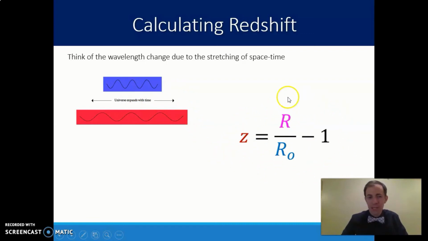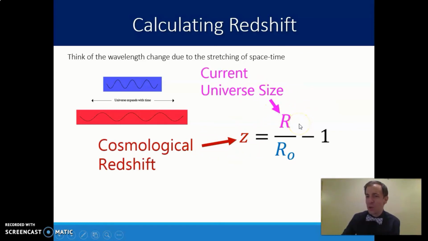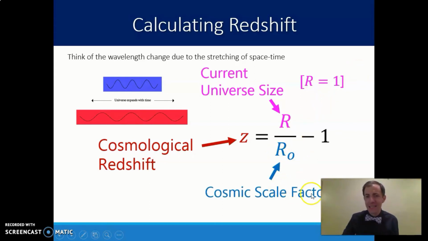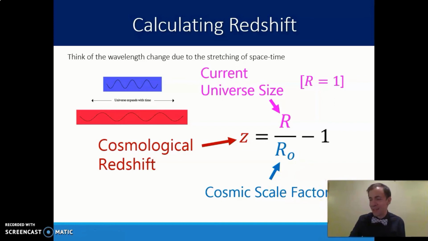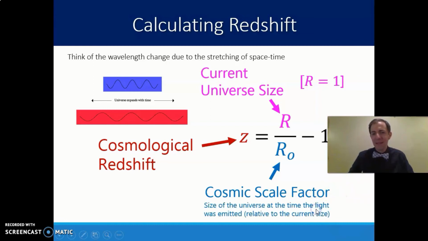To do so, we can use this relationship here, where Z is the cosmological redshift, R is the current universe size. For our purposes, we're going to use R is equal to 1. And then R naught is the cosmic scale factor. Now that's kind of a weird number. It feels pretty grand to talk about. So think of it as basically the size, or some fraction of the size, of the universe at the time the light was emitted.